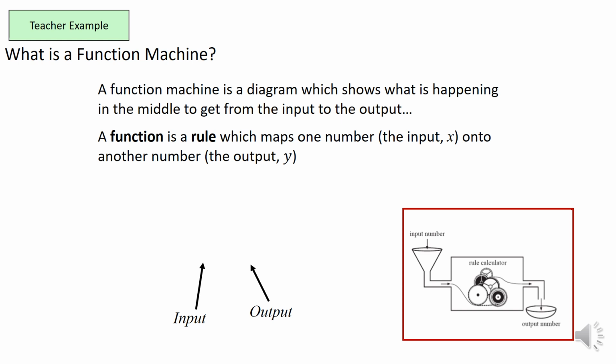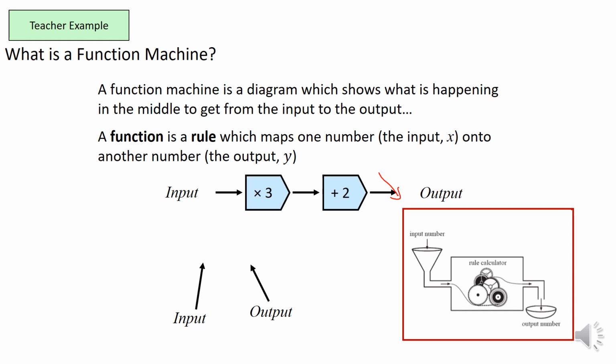Now, a function machine is a diagram which shows what is exactly happening. So if you look at the bottom right, you'll see that the function machine is literally a machine. You put your number in and it'll give you a number on the out. And in maths, we look at it more similar to something like this.